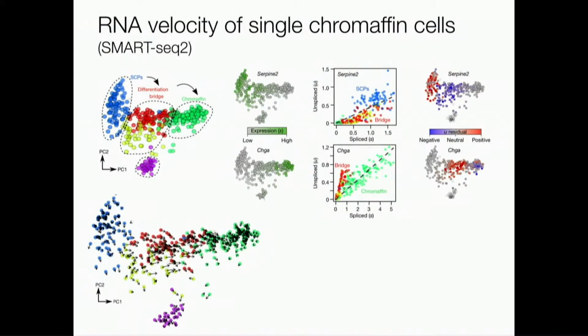And now this allows you to put an arrow on every individual cell, so you can see the collective motion of cells across this PCA space.